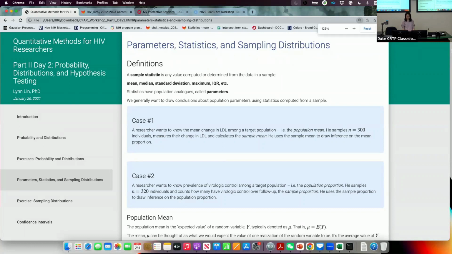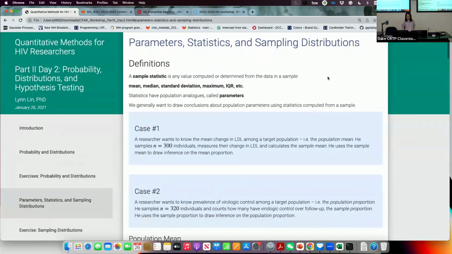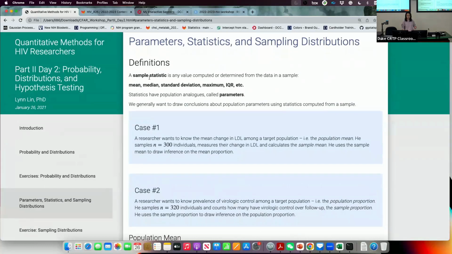Before we do that, let's look at the definition of a sample statistic. A sample statistic is any value computed from a sample. So you can have a sample mean, sample median, sample standard deviation, etc. All the summary statistics you learned in the previous class, such as maximum, minimum, and IQR, can all be sample statistics.